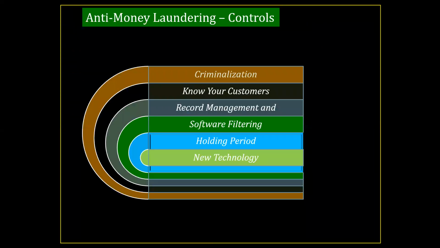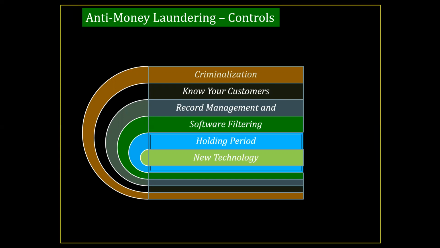The next thing we are going to talk about is AML controls. The various AML controls are criminalization, know your customers, record management and software filtering, holding period, and new technology. The first one we are going to talk about is criminalization. Many governments, financial institutions, and businesses impose controls to prevent money laundering. The first is criminalization by the government. The United Nations Convention Against Transnational Organized Crime has set forth guidelines that help governments to prosecute individuals involved in money laundering schemes.